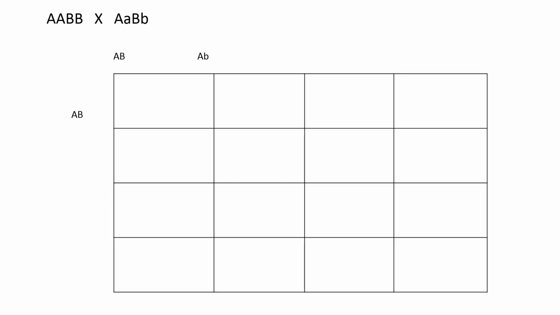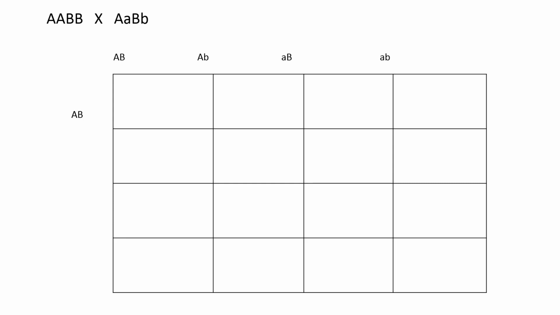So here we have a very typical type of problem that you would have in your book. We have one parent that has the dominant genes, big A, big B, and then we have another parent that is heterozygous for those two genes. As you know, the first parent is only going to have one gene combination that they give, and that's big A, big B. But the other parent is going to have four different combinations that they're going to give: big A, big B; big A, little b; little a, big B; and little a, little b.